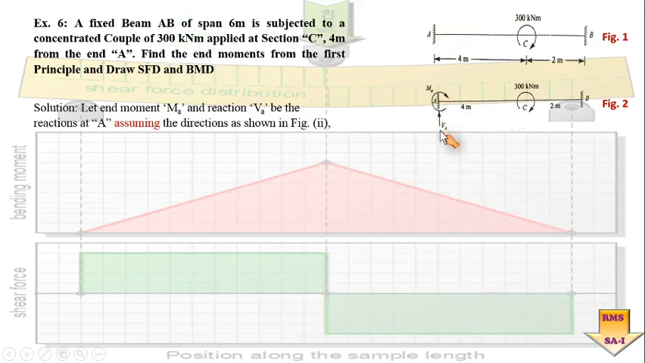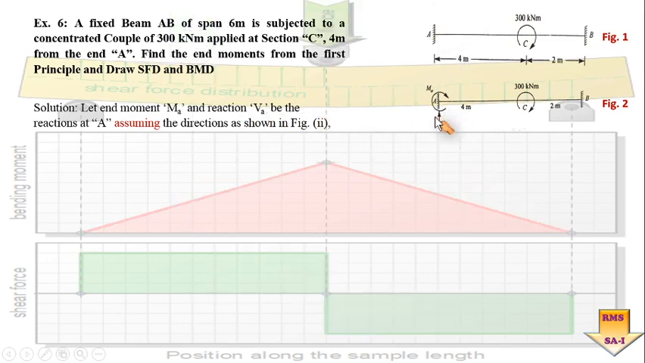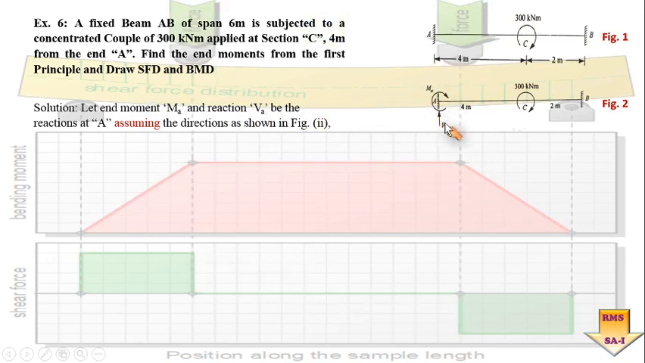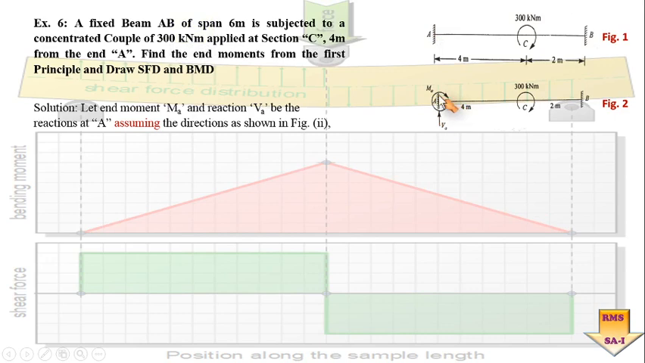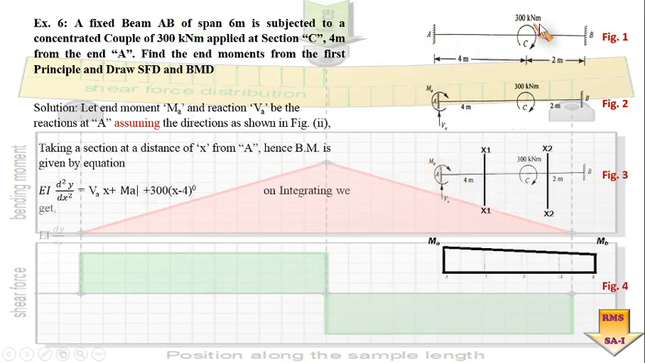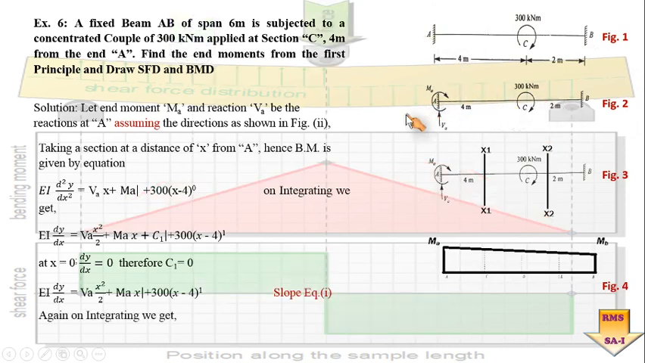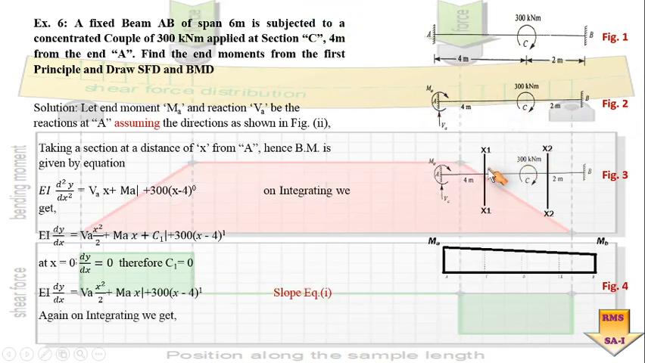If they are going to be positive, that means the assumption is true. If they are going to be negative, that means the sign conventions are to be taken in the reverse order and the assumption is not true. So moving ahead, I will consider the first beam, or this one, figure number 2, and I will be taking the section.